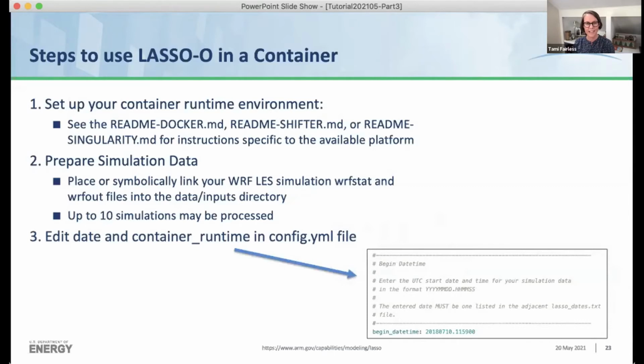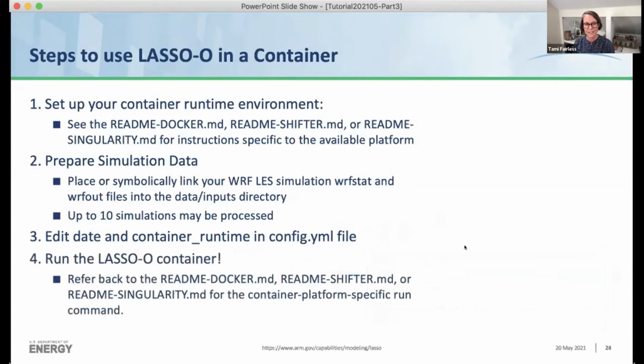The next thing to do is to edit a configuration file, config.yaml. All you have to do is fill out in there the date that you're processing and the container runtime you're using, either Singularity or Shifter if you're on an HPC. And then you can run the container.